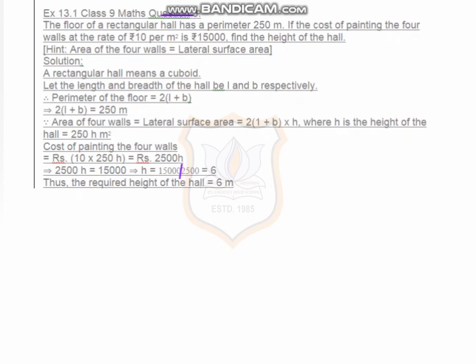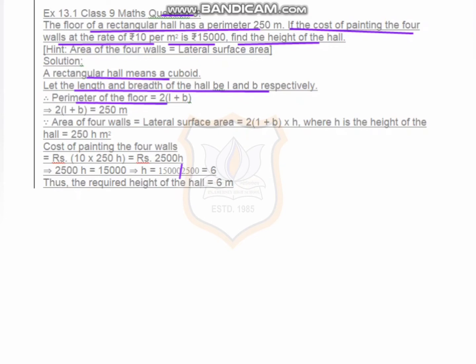Question number 3. The floor of a rectangular hall has a perimeter of 250. Here we have a perimeter; we don't have any length, breadth, height. If the cost of painting the four walls at the rate of 10 per meter square is rupees 15,000, find the height of the hall. A rectangular hall means a cuboid, length and breadth being L and B.